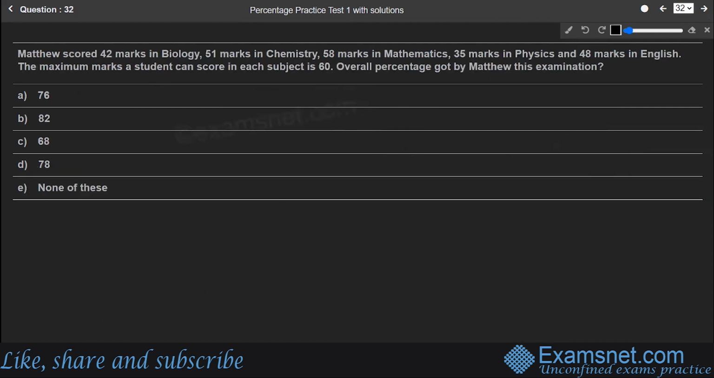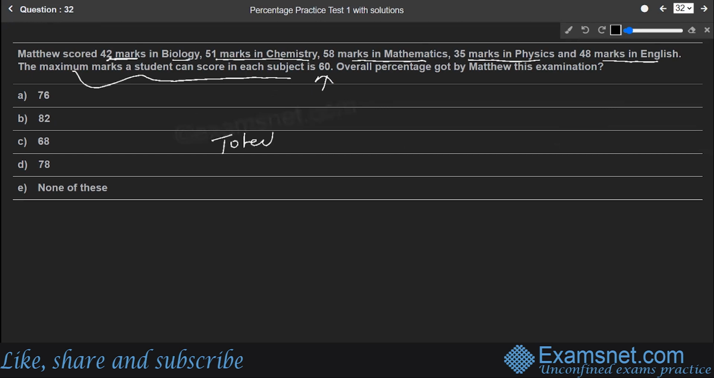Now, he says Matthew scored 42 marks in biology, 51 marks in chemistry, 58 marks in mathematics, 35 marks in physics, and 48 marks in English. All those marks are given to us. The maximum marks a student can score in each subject is 60. So let us find out the total of the maximum marks.